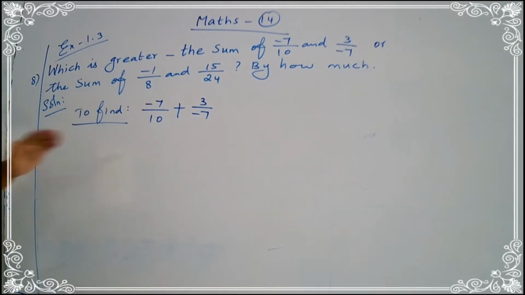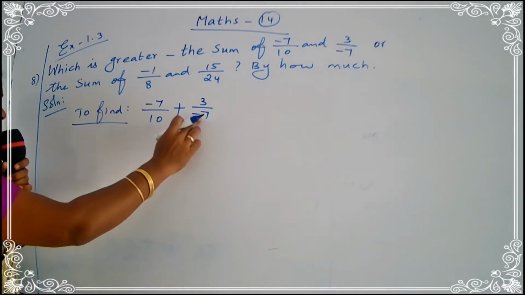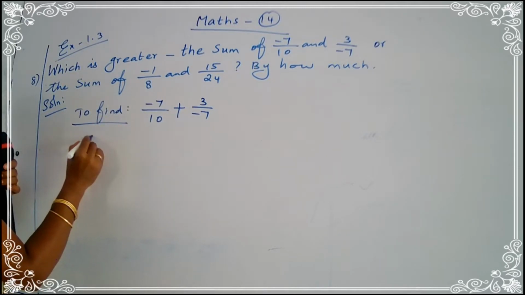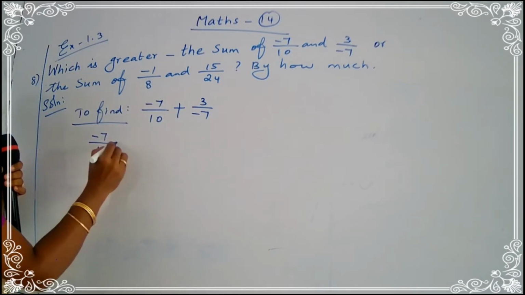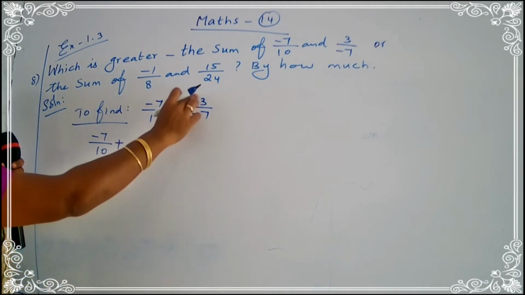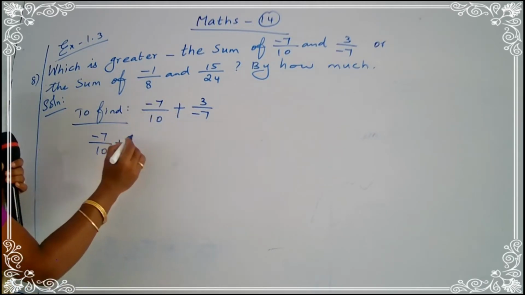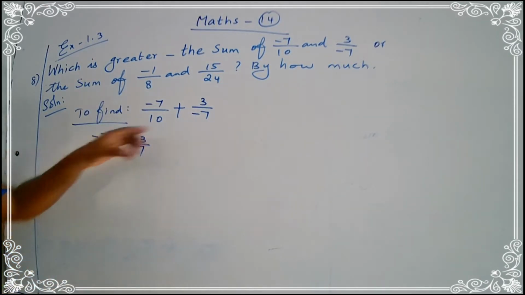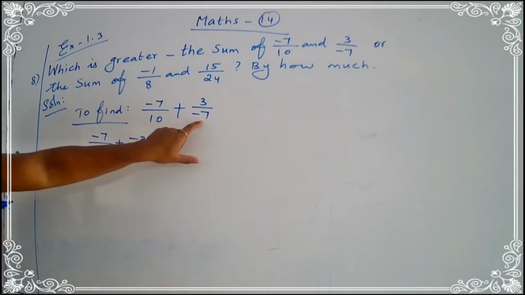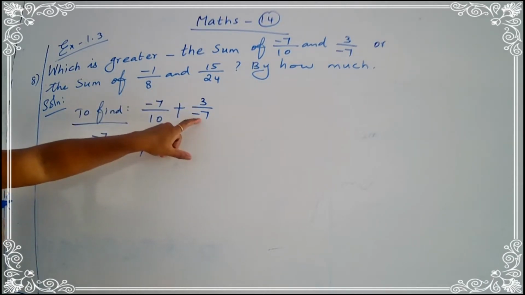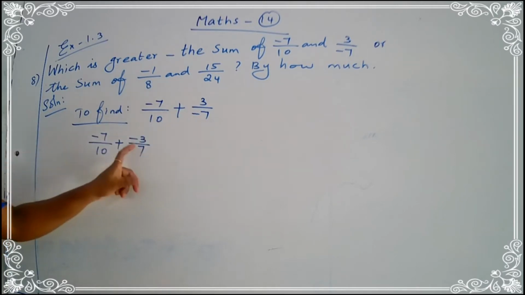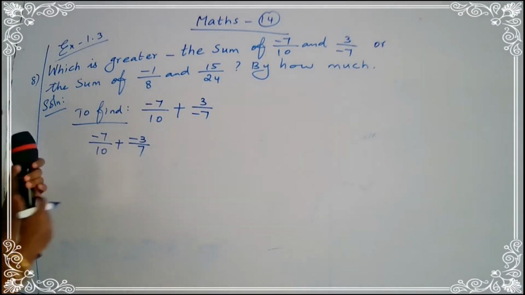So here, in the addition, the denominator has a negative sign. Okay. So first of all you convert it. Minus 7 upon 10 plus, here 3 upon minus 7 is there. So 3 upon minus 7 can be written as minus 3 upon 7. Okay children, here the denominator has a negative sign, so it is not in standard form. So first of all you convert it to the standard form. That's why 3 upon minus 7 can be written as minus 3 upon 7. Okay. Now you find the value.